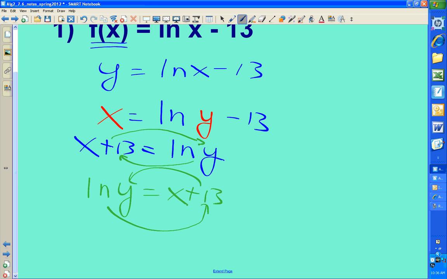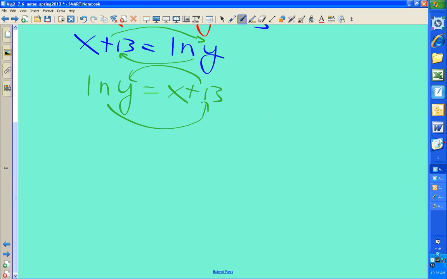I don't really care. So when you use the definition of a log, this is going to become e to the x plus 13 power is equal to y. Now you do have to switch it back. This is an unacceptable answer. Why is it unacceptable? Because there's e? No, we love e. Oh, because x isn't? No, x is good too. Why? No.